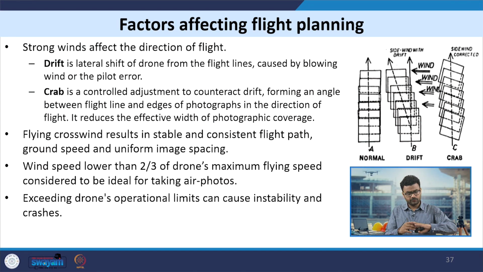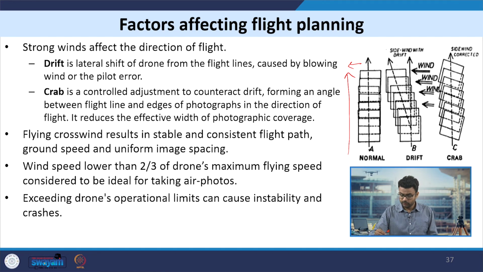Then apart from the parameters we have discussed so far, the winds affect the direction of flight, and this is one of the most important parameters that comes into play and which is often not easy to predict beforehand. So because of the wind, even if we expect the flight line to take place like this, there will be a drift if the wind is coming from, let's say, the right direction.